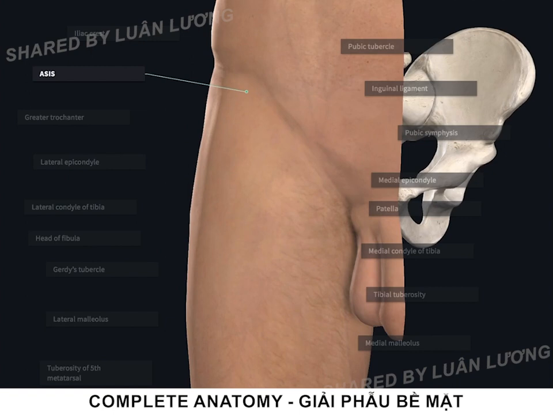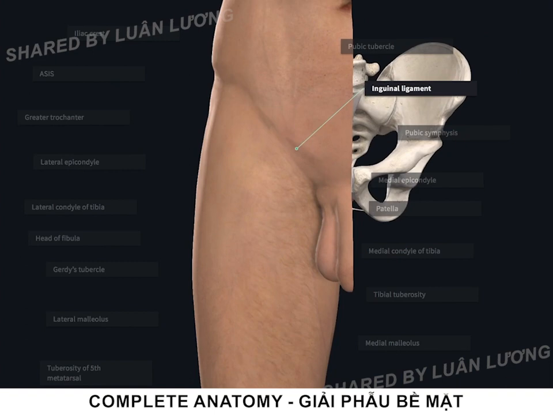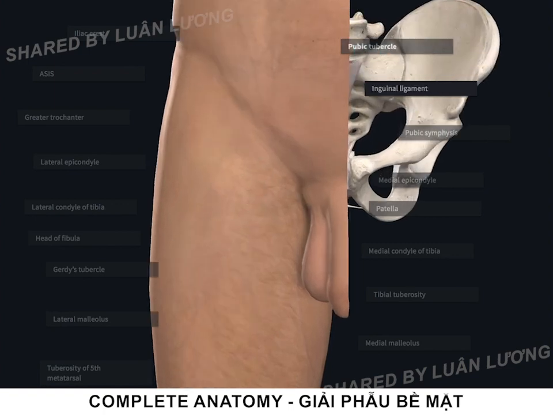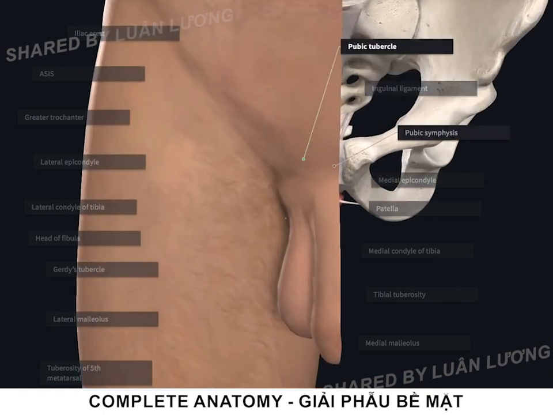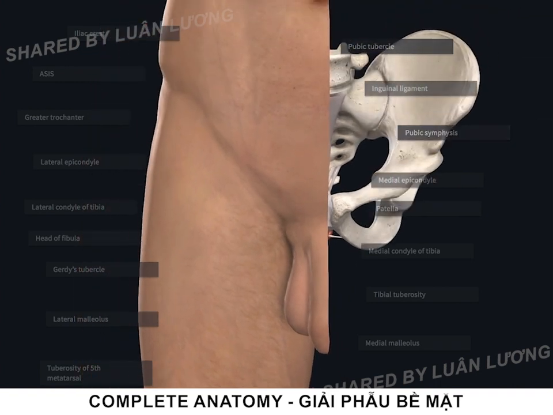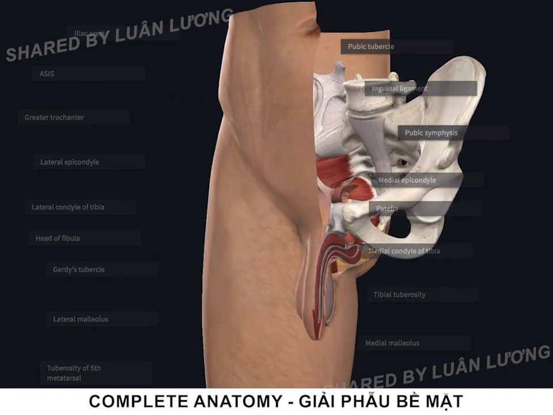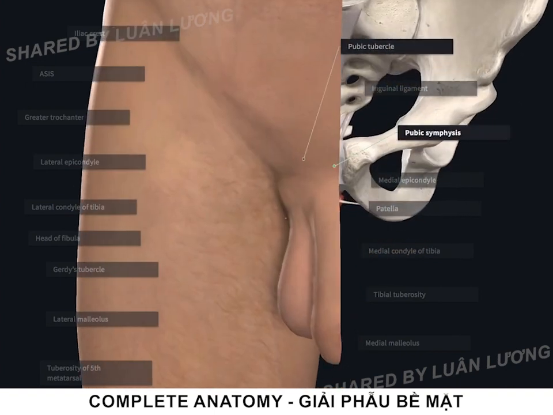This is going to be the lateral attachment of the inguinal ligament, which is going to pass inferomedially along the crease between the abdomen and the thigh, to the point where it attaches medially at the pubic tubercle. Typically, in most patients, the pubic tubercle and the ASIS can be readily palpated. In a very thin individual, a physician might even be able to palpate the pubic symphysis in the midline.